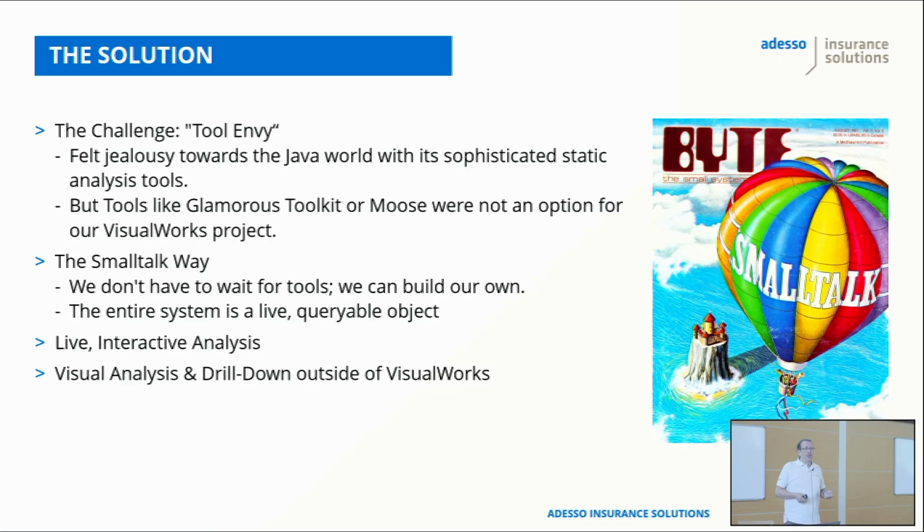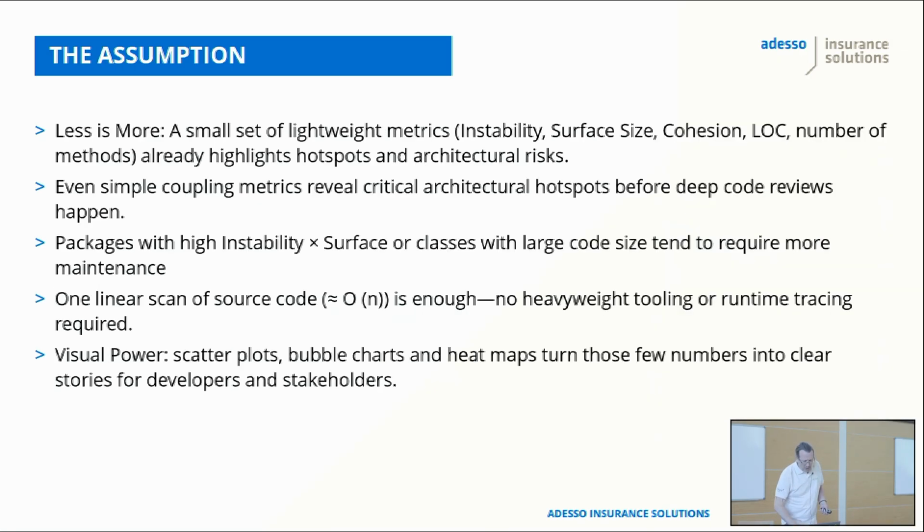And the decision that we made was that we try to gather data from the system, but we do the visuals outside of VisualWorks because it is easier for us to visualize stuff outside. Okay, therefore we had to do some assumptions, and the main assumption was that it might be sufficient to have a very small set of very lightweight and basic metrics. And this might be enough to uncover problems, highlight hotspots, architectural areas that are risky, and so on. So this is the first assumption.